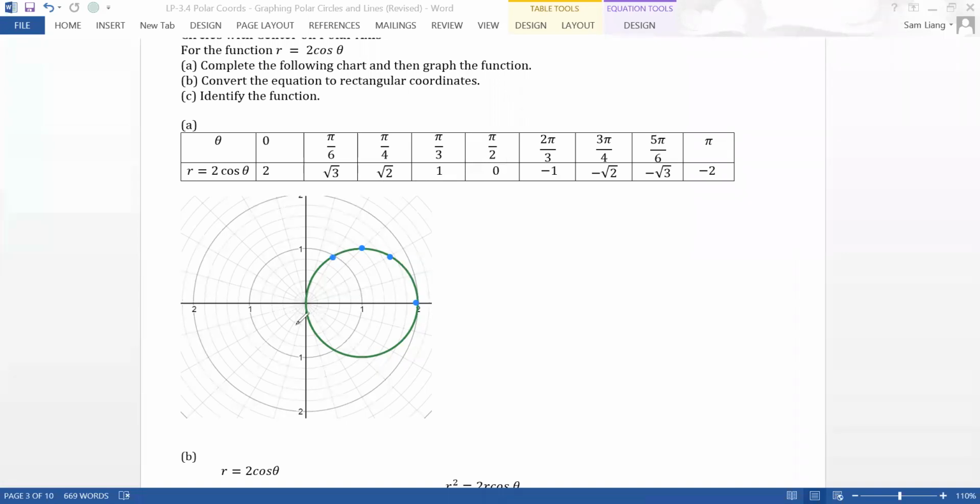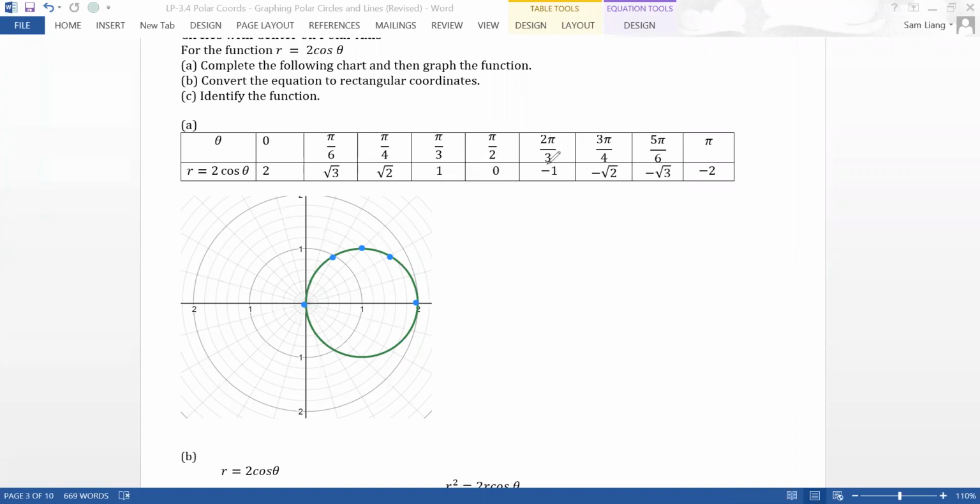I'll graph one more, 0. So r equals 0 automatically places us at the pole. It doesn't matter what the angle is, since r equals 0, so it'll have a radius of 0, which places us right there. The other points would be similar.